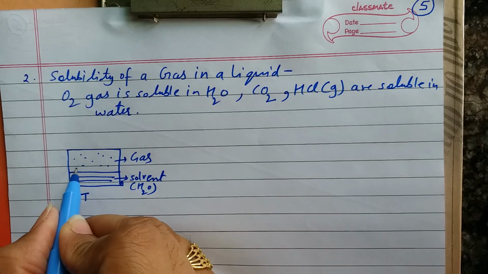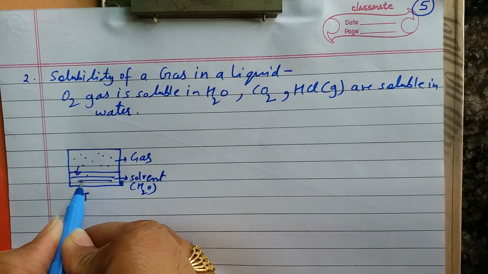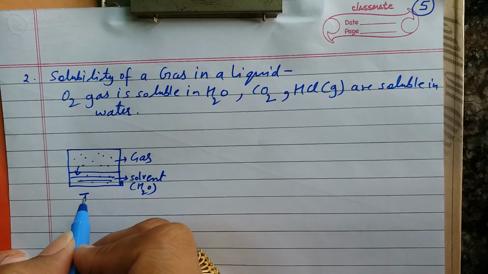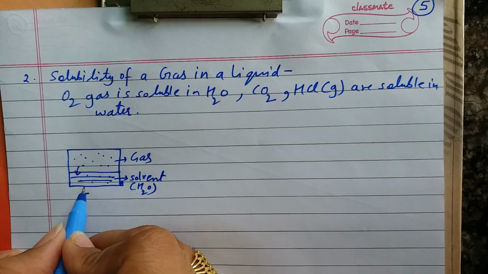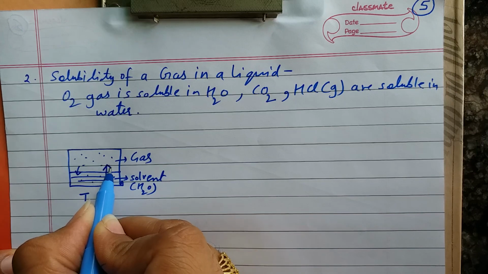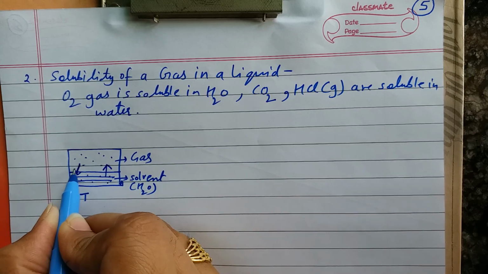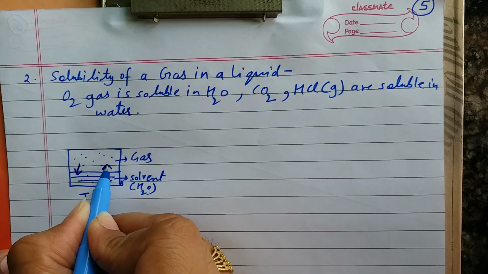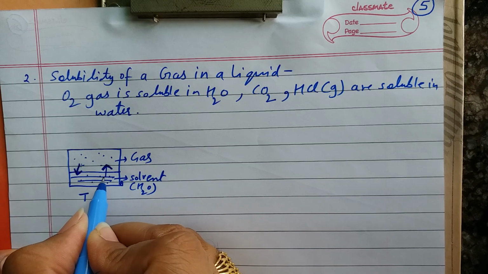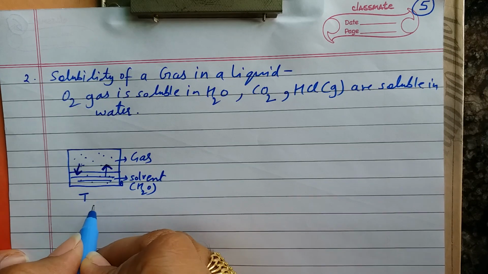The gas particles will start entering the solvent. So we can say that the gas starts to dissolve. After some time, the gas particles from the solution will again start going up into the gaseous state. So the two processes going on here are: one, the gas is getting dissolved, and two, from the solution the gas is again going back to the gaseous state.